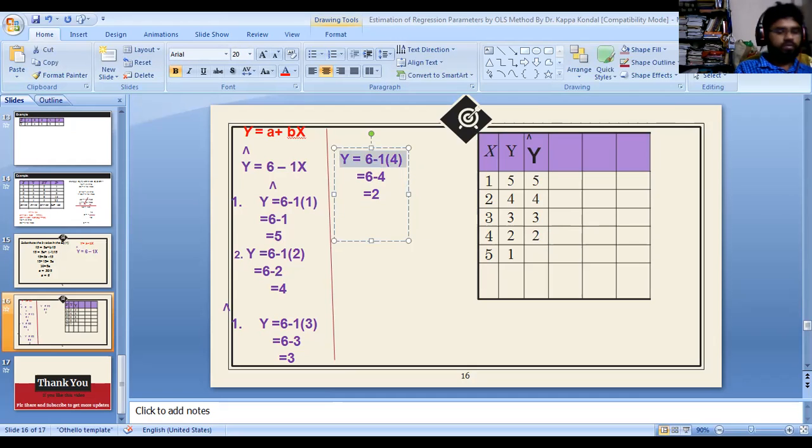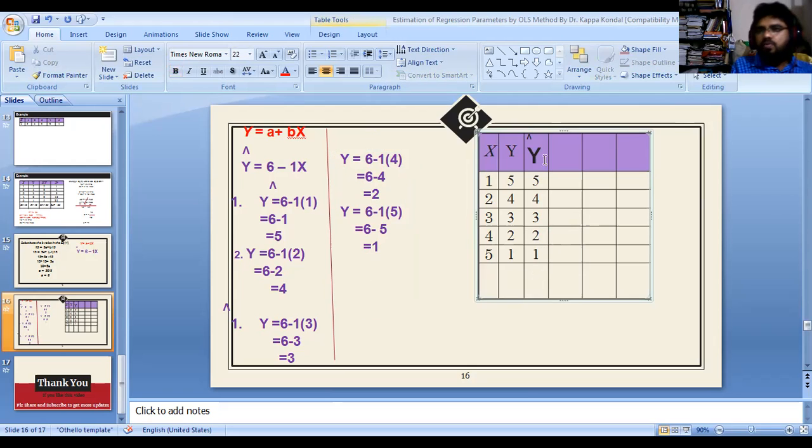Then y is equal to 6 minus 1 into 5, which gives only 1. So this is 1. Here y cap is the estimated value, and this is the actual values. Normal y is nothing but actual values. Y hat, the estimated y or predicted y, is called the forecasted values. So this is the forecasting.